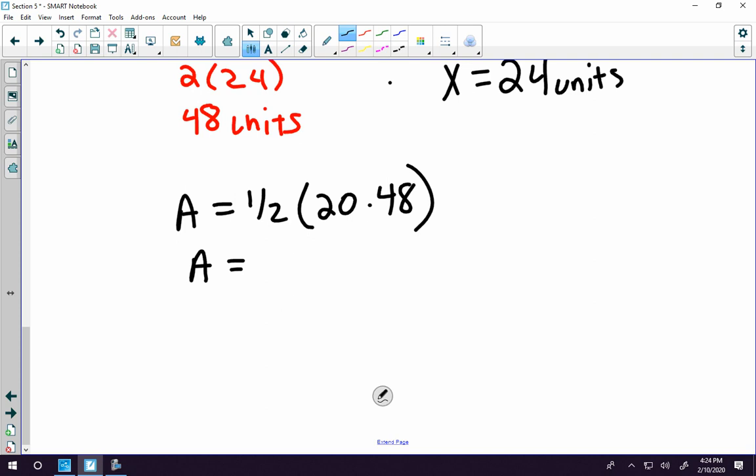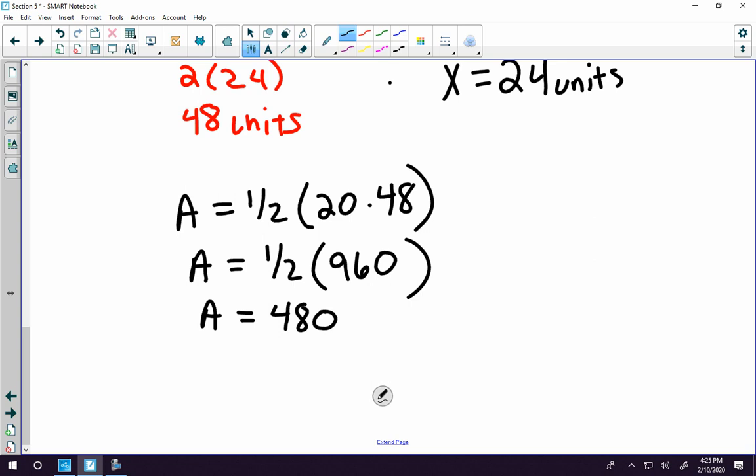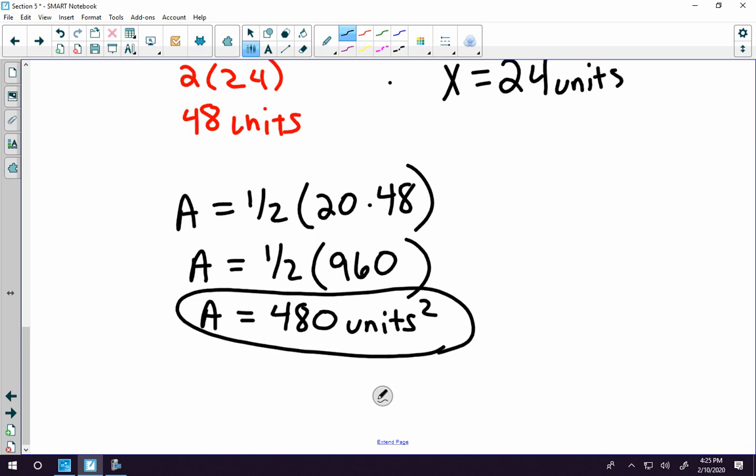So the space inside of this rhombus is going to be 1/2 of whatever 20 times 48 is. Well, 10 times 48 is 480. And if you double 480, you get 960. So half of 960, half of 900 is 450. Half of 60 is 30. 480 square units. Okay, so 480 square units will be the area inside that rhombus.